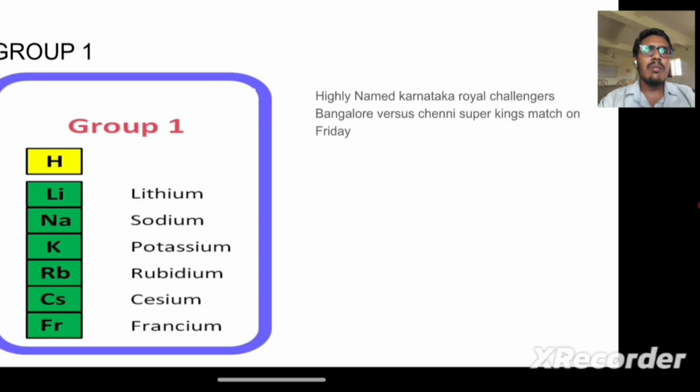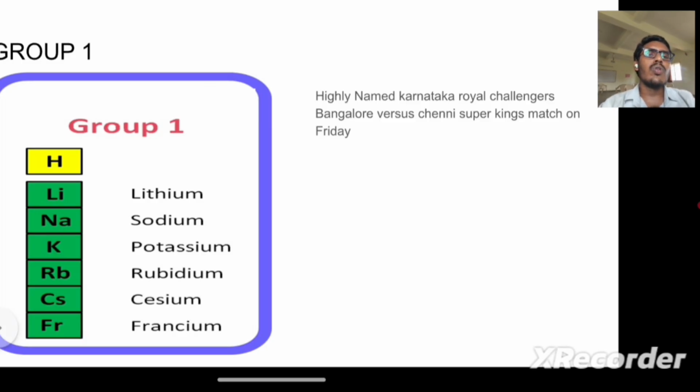Group 1. The elements in group 1 include hydrogen, lithium, sodium, potassium, rubidium, cesium and francium. As you see in this slide, these are the elements in group 1. Now to remember this, I had made a mnemonic. Highly named Karnataka's Royal Challengers Bengaluru versus Chennai Super Kings match on Friday. By using this mnemonic, you can remember the whole group 1 easily.